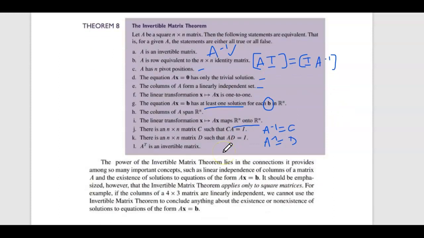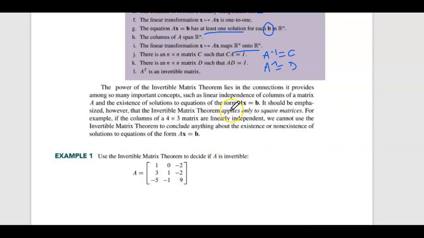So this is really important because it only applies to square matrices. Okay, we're not going to look at a 4 by 3. Even if they're linearly independent, we can't do anything here because we wouldn't have the pivot columns, right? So we also cannot use this theorem to conclude anything about existence or non-existence of the solution, just at least one solution for each b, okay?